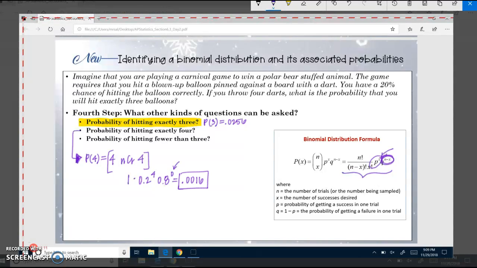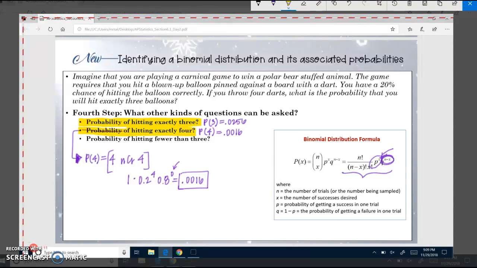0.0016. Now notice that's the same as if we'd done some of our basic discrete probability work. Probability of all successes is just multiplying the successes by itself 4 times. So probability of hitting all 4 is 0.0016. So we've answered that one successfully.